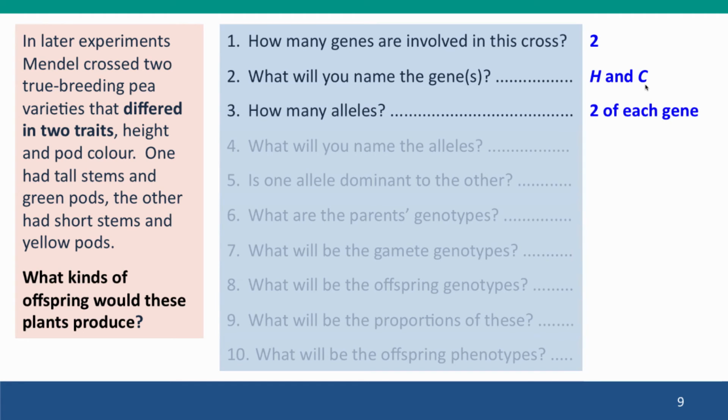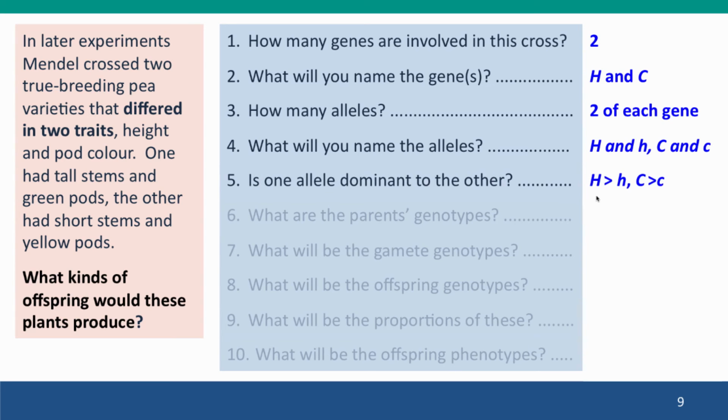But you can name them by any name you like that helps you to keep the problem straight. How many alleles are there of each gene? Well, we have two versions of each trait. For height, we have tall and short, and for pods, we have green and yellow. So there should be two alleles of each gene. What are we going to name the alleles? Given that this is a Mendelian cross and all of the traits that he looked at had a dominant recessive relationship, we'll name them big H and little h, big C and little c. And yes, one allele we expect to be dominant to the other, given that it's one of Mendel's crosses.